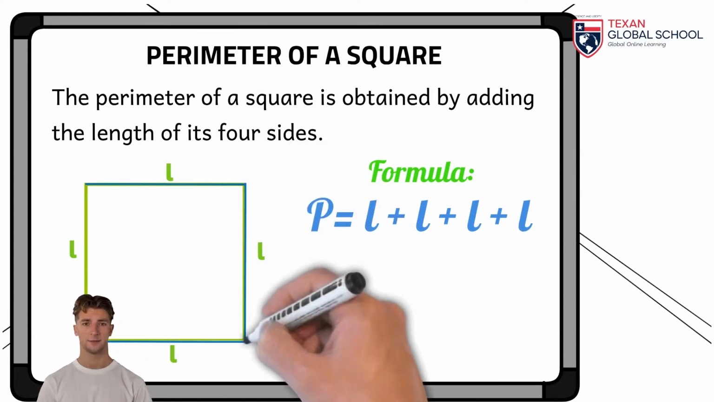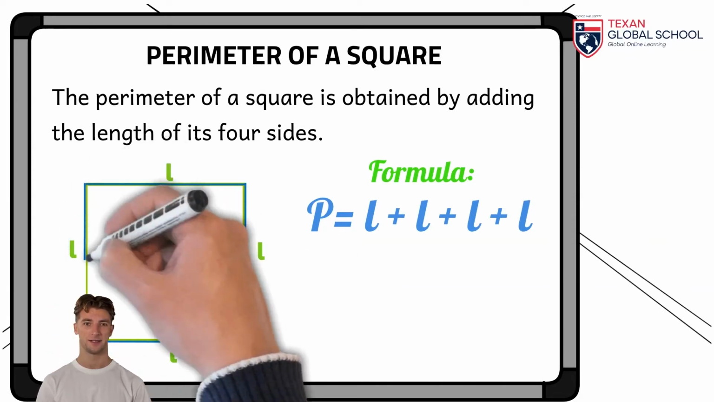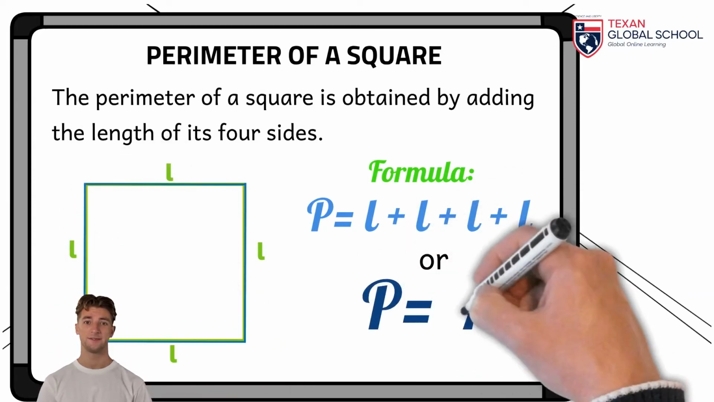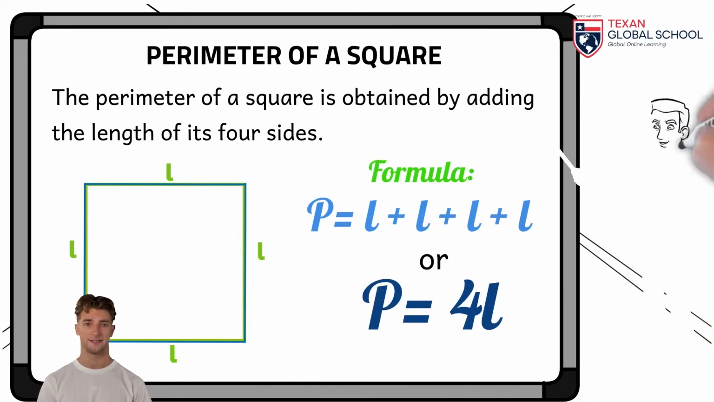Another way to calculate the perimeter of the square is to multiply the value of one of its sides 4 times. This formula applies since the square has all four equal sides.